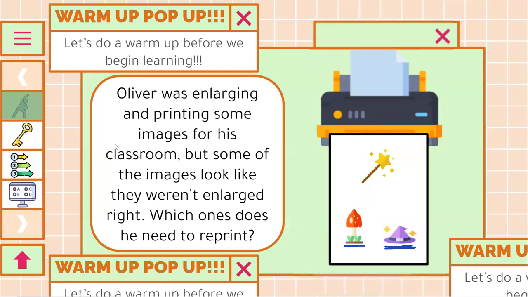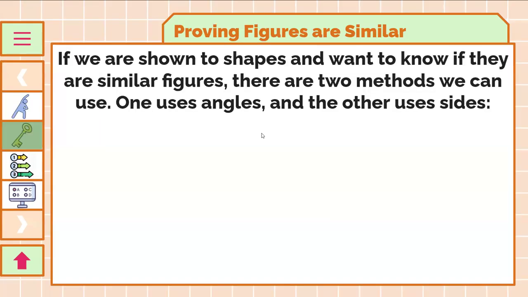Because remember, with an enlargement, the shape shouldn't actually change what it looks like. It should just get bigger or smaller. Let's clear this up and go to the focus, which is first, proving figures are similar. If we are shown shapes and want to know if they are similar figures, there are two methods we can use. One uses angles and the other uses sides.